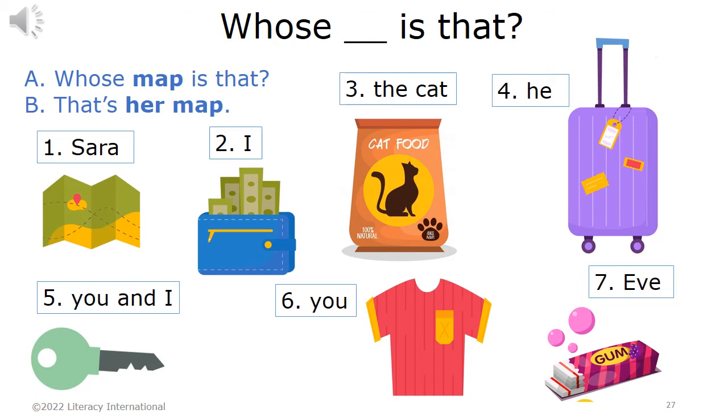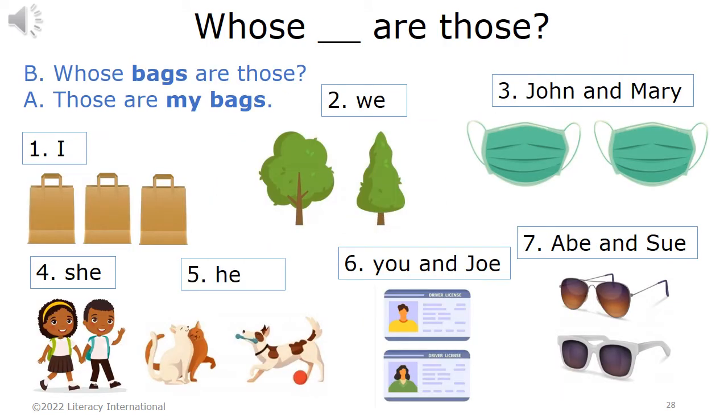Whose is that? For example, 1. Sarah. A. Whose map is that? B. That's her map. Whose are those? For example, B. Whose bags are those? A. Those are my bags. 1. I. 2. We. 3. John and Mary. 4. She. 5. He. 6. You and Joe. 7. Abe and Sue.